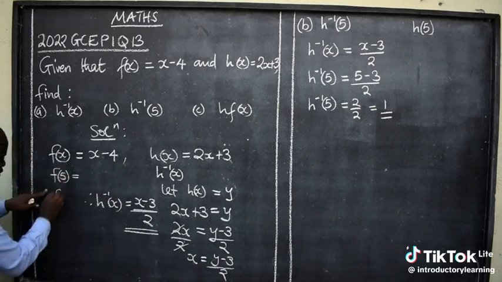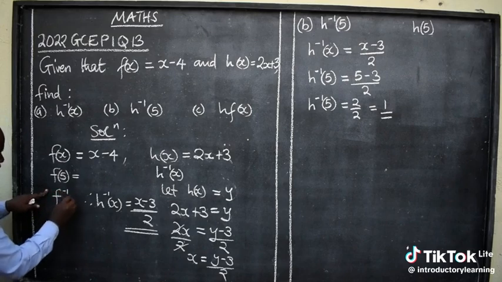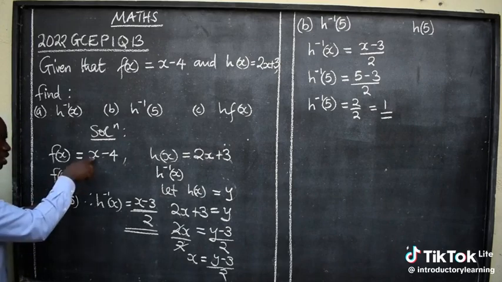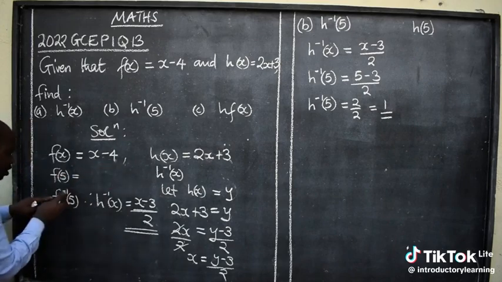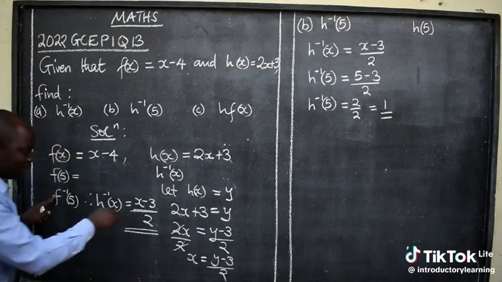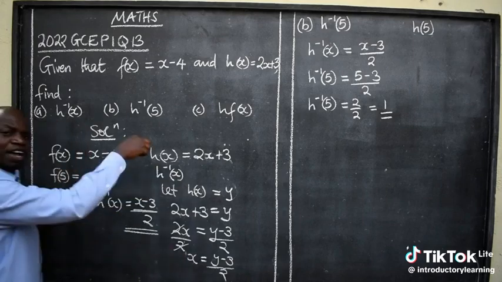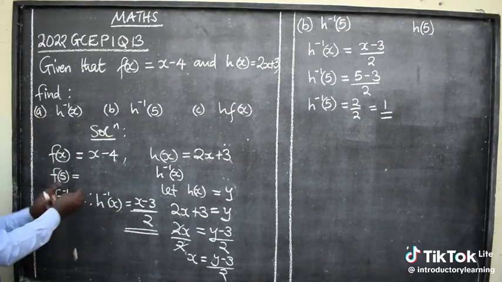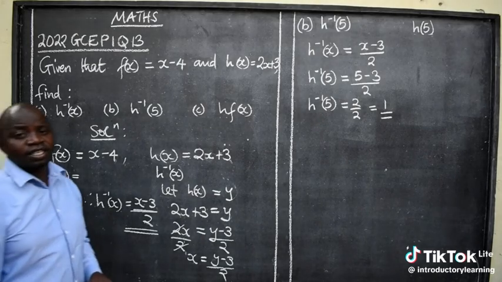But if they say you find this, it does not mean you substitute 5 in here. No. It means first of all find the inverse like this. After finding the inverse, where there will be x, we'll put 5. I hope this statement is clear.